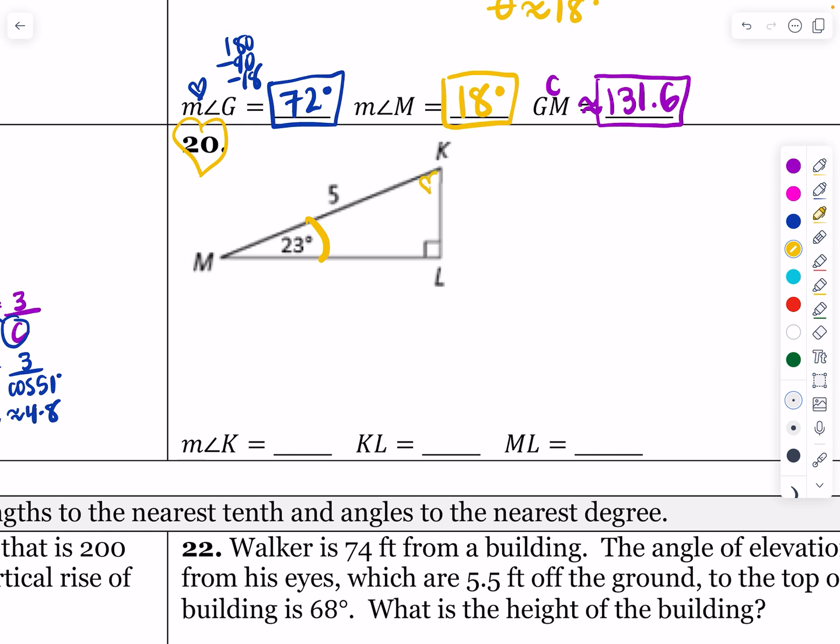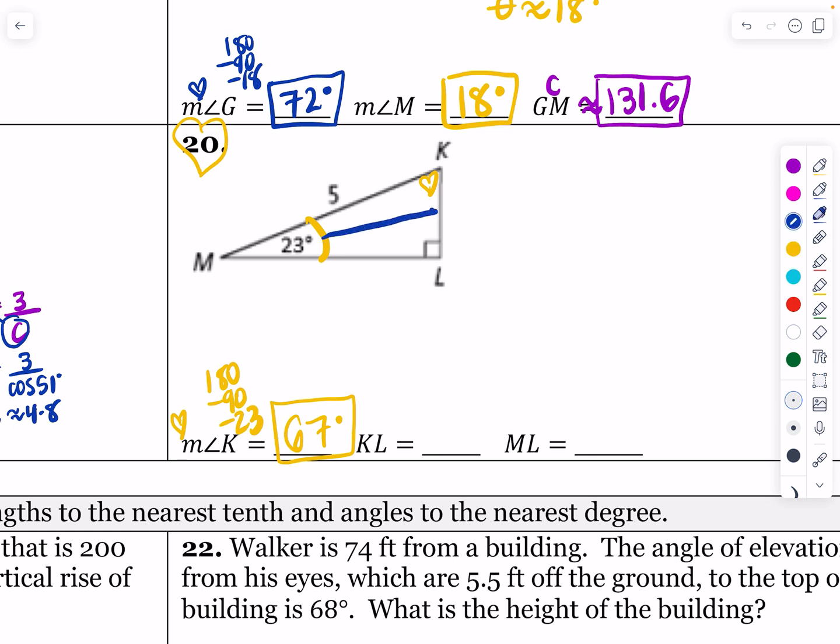Easiest thing to do is to find this other angle, angle K. So how do I find angle K? I'm going to do 180 minus 90 minus 23. That's using the triangle angle sum theorem, or you can just say, what is the complement of 23? We know that the complement of 23 is 67 degrees. So I already have one of the angles. We rounded that to the nearest whole. And then I want to find the missing pieces.